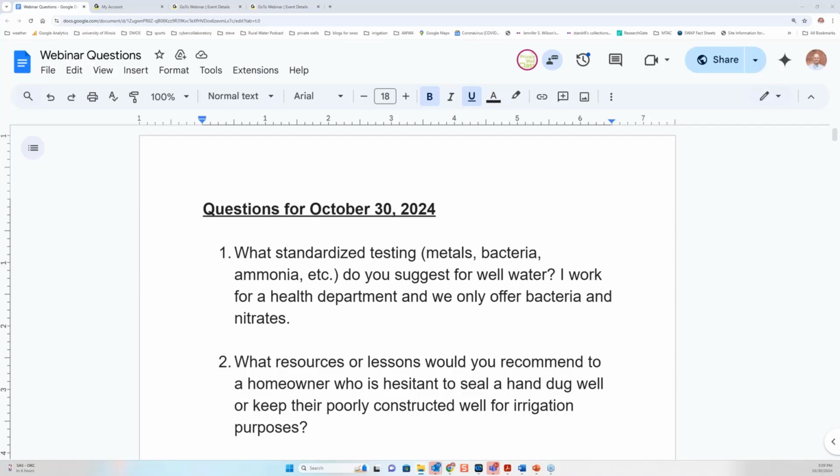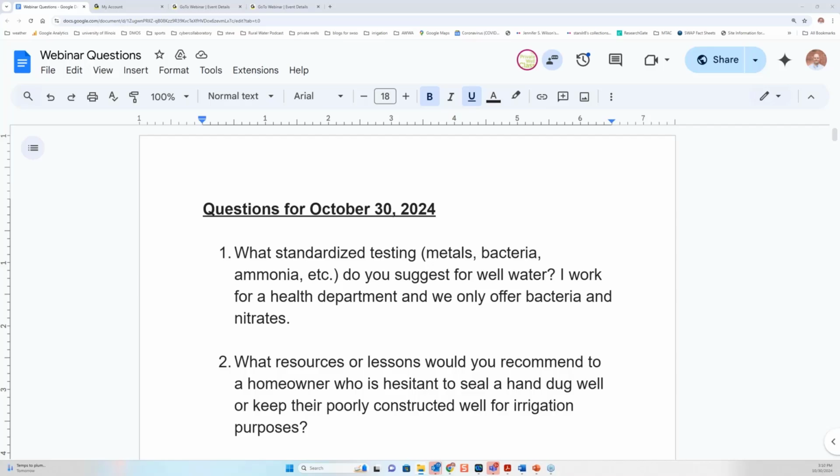And I get that many health departments can only offer bacteria and nitrate sampling, or in the case of Illinois, our state health department, many years ago had a lab and tested for everything. And now they only test for bacteria. They don't even test for nitrates. So, it's about funding and what your state legislature and all those things, and it's really a struggle.